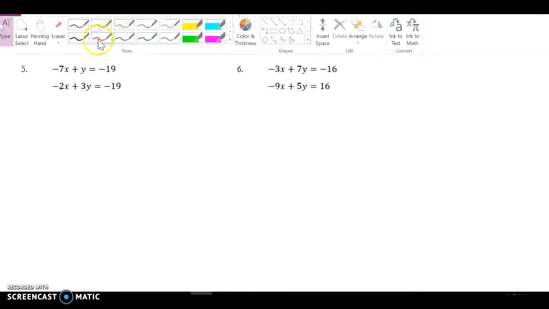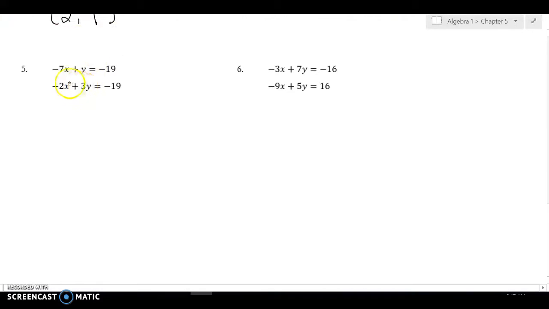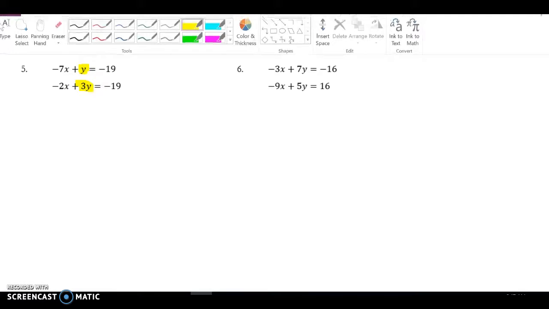Okay, so what's happened sometimes is you're going to have problems where I don't have an x or a y the same. So what you have to do is make a decision on which one you're going to get the same. For number 5, I would probably choose the y's just because they're smaller numbers. And when you choose smaller numbers, they're a little bit easier to deal with.